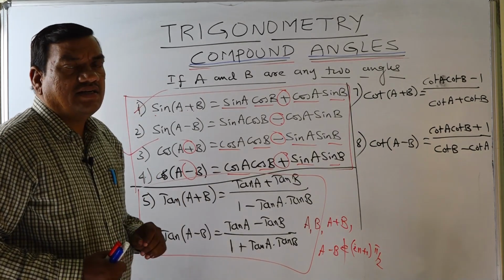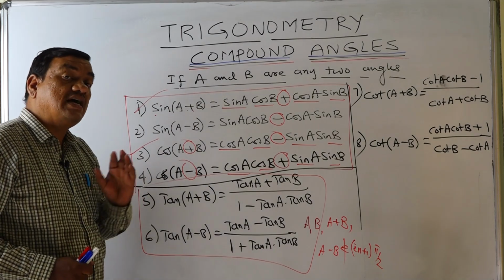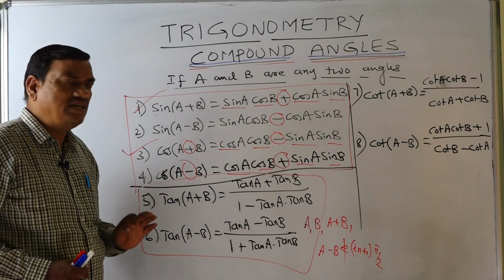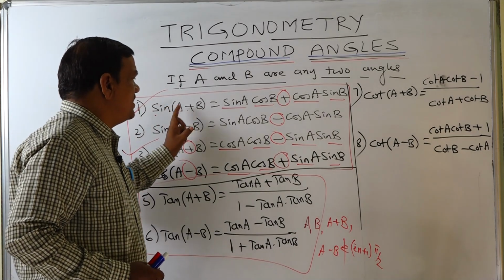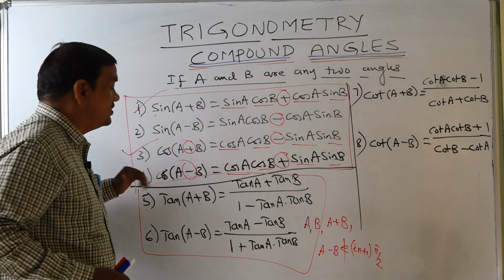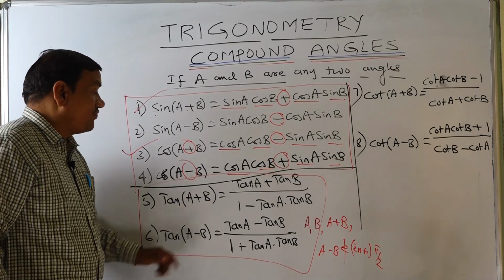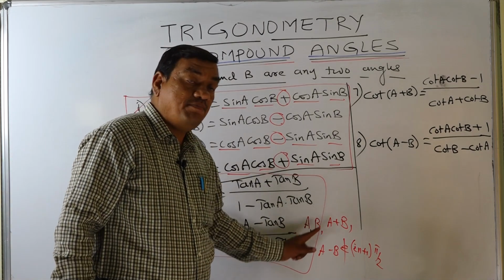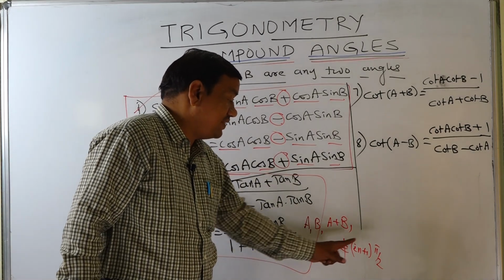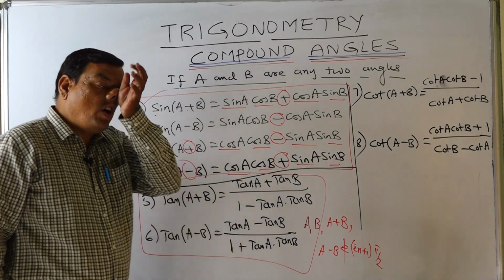Generally, anybody can explain these formulas, but what you have to remember as an IIT preparation student is: for the earlier formulas, A and B are any two angles. For the next two formulas, tan of A plus B and tan of A minus B, A, B, A plus B, A minus B should not belong to integral multiples of pi by 2. What is pi by 2?